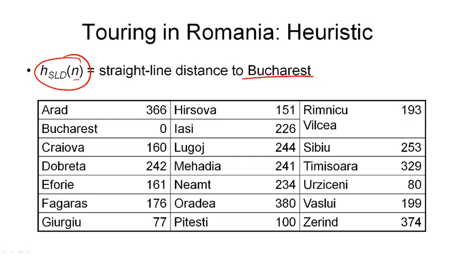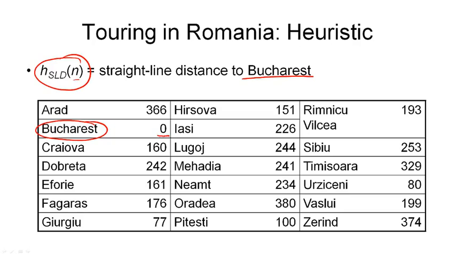So if the node n is Arad, the distance would be 366, rounded. And so on. For each city in our map, we have a straight line distance in this table. And this is the value we will use as our heuristic value. As is to be expected, the heuristic value for the goal node is 0. Another feature of this heuristic is that it always underestimates the distance to the goal.